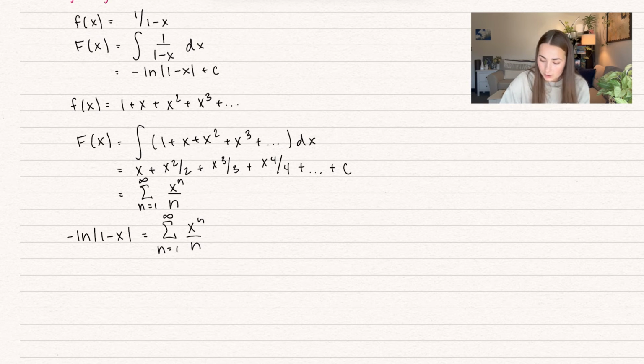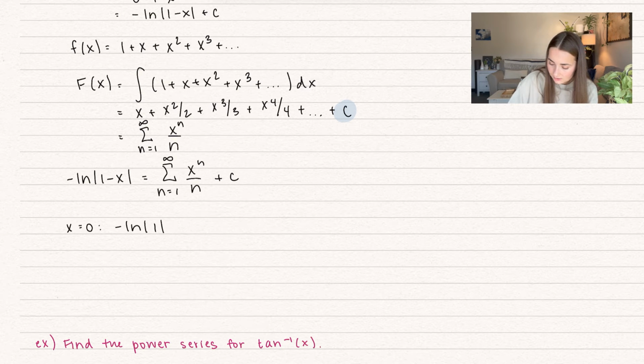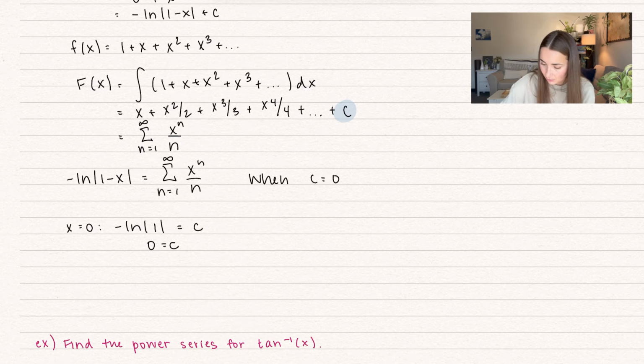Now, you're probably wondering what happened to the c right here. We do need to be a little careful with the c. So here we have plus c. If we were to plug in x equal to 0, we get negative natural log of 1 is equal to, if I plug in 0 for x, that whole summation is going to be 0, right? We get 0 plus 0 squared over 2 plus 0 cubed over 3. This is just going to be equal to c. And what's natural log of 1? Natural log of 1 is equal to 0. So in this case, we're going to choose c to be 0. So I'm going to erase this plus c, and I'm going to say when c is equal to 0.